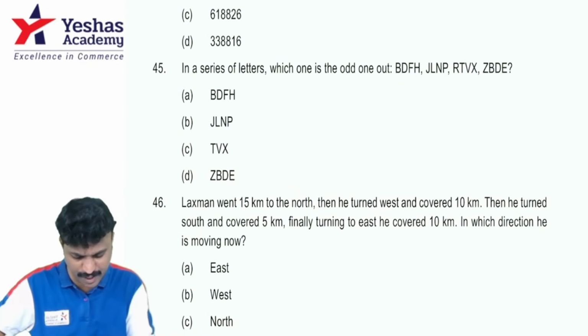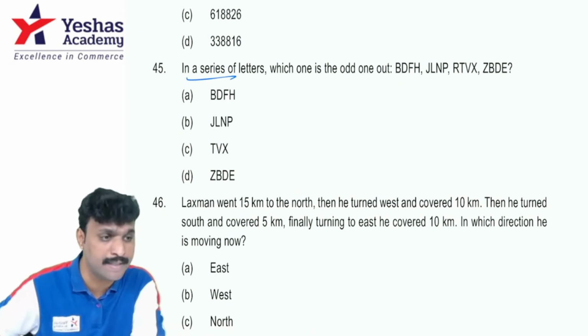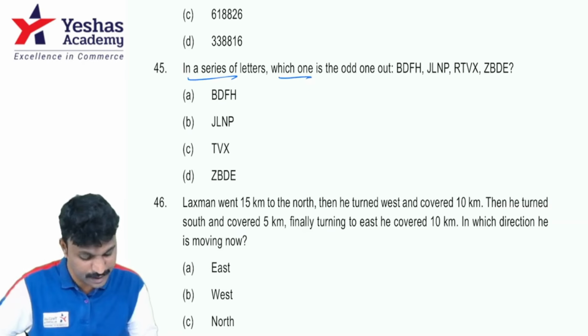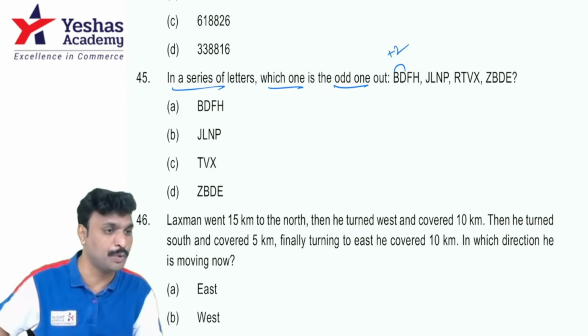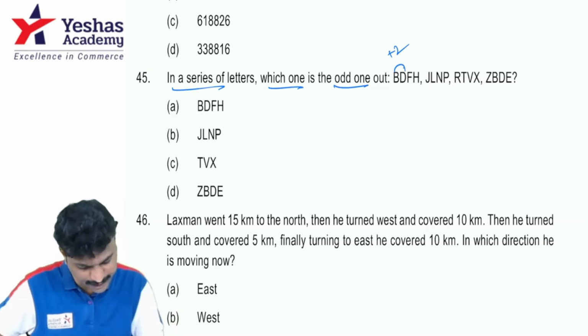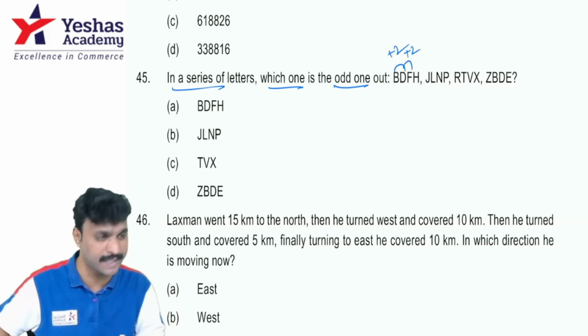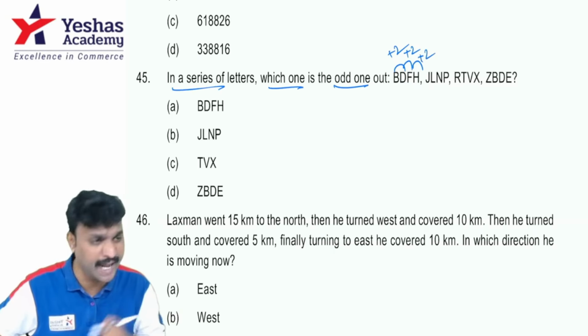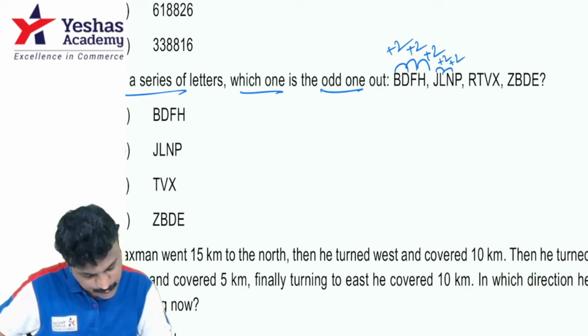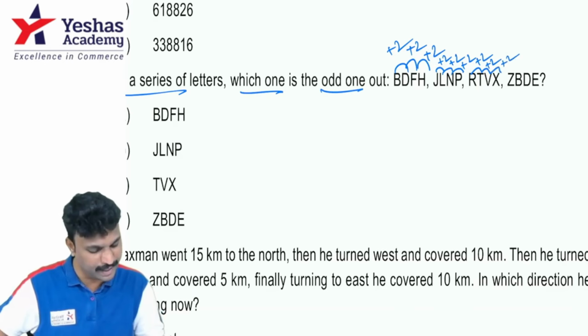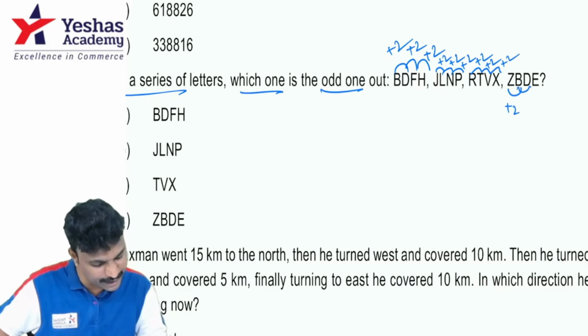Guys, moving on to the next question. This is one of the questions solved in the class, in a series of letters. Which one is the odd one out? Guys, if you observe B to D, it's +2. B is the second letter, D is the fourth letter. D to F, again +2. Fourth +2 is sixth. And 6 + 2 is 8. H is the eighth letter. So +2, +2, +2. J to L, +2. L to N, +2. N to P, +2. R to T, +2. T to V, again +2. V to X, +2 only. But Z to B, +2 only. B to D, +2 only, but D to E, it's not +2, it is 1.